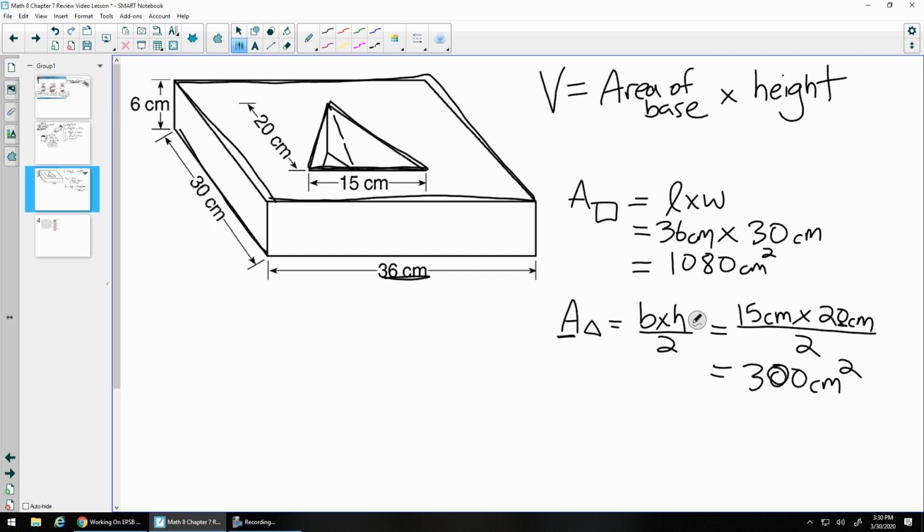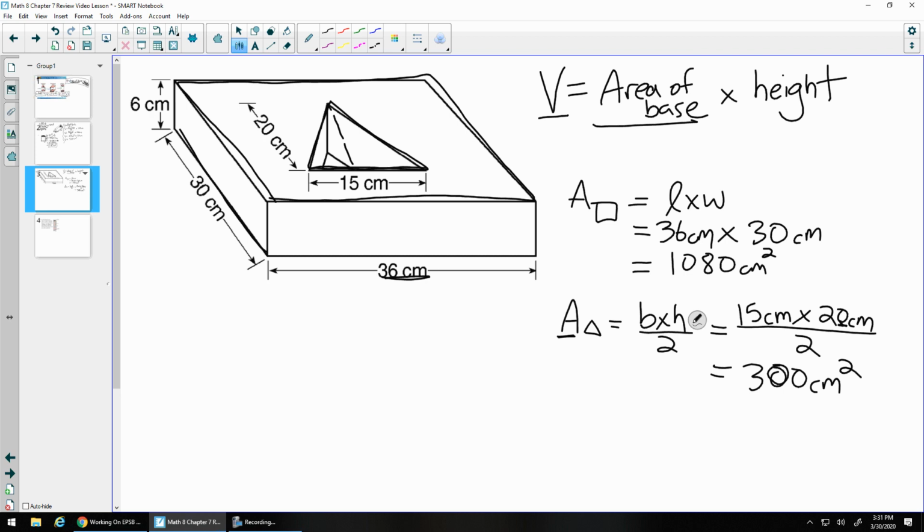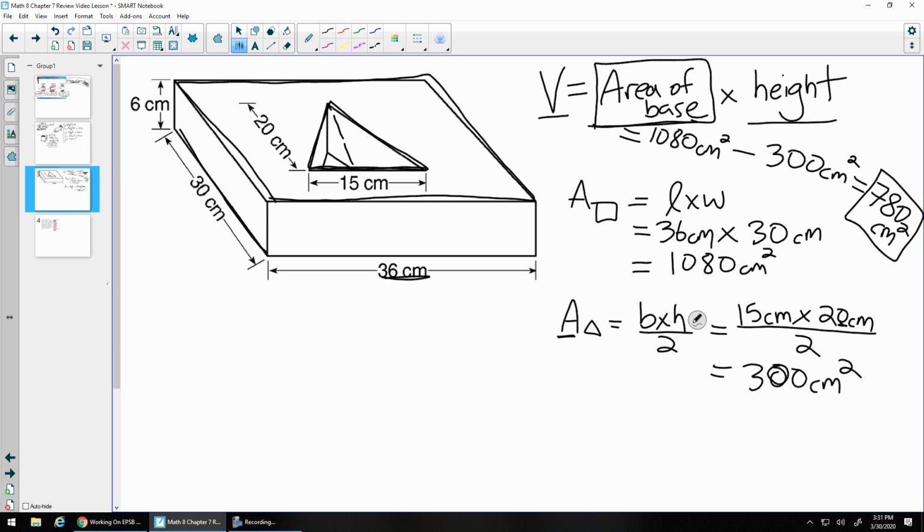Now to find the volume, knowing that volume is the area of the base times the height, what is the total area of the base? Well, the area of the base is equal to 1080, the area of that rectangle, minus the 300 centimeters squared, which is that missing triangle. 1080 minus 300 I should be able to do in my head. It is 780 centimeters squared. Okay, so that's the area of the base, and now we need to times it by the height.